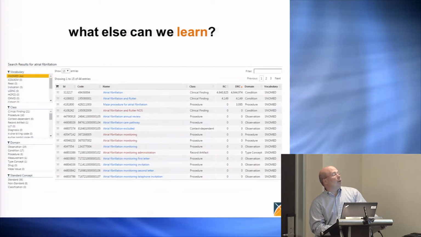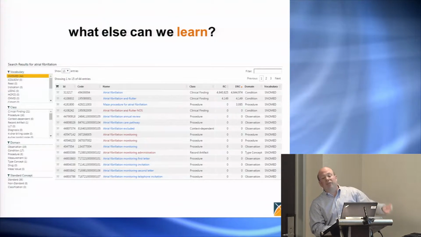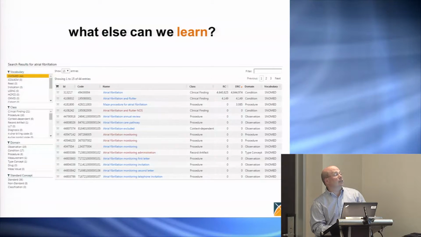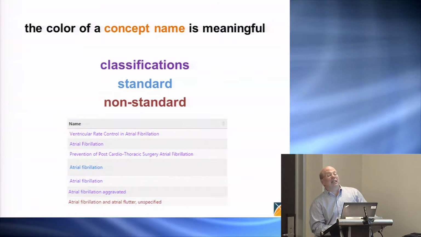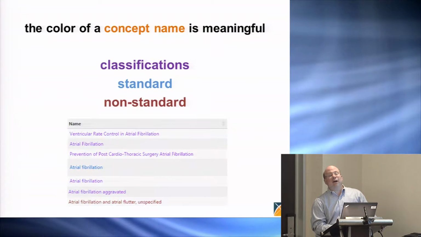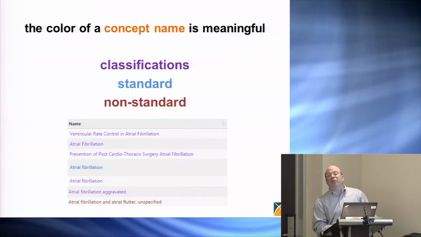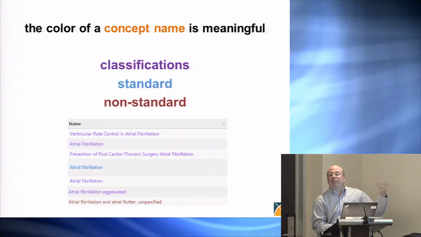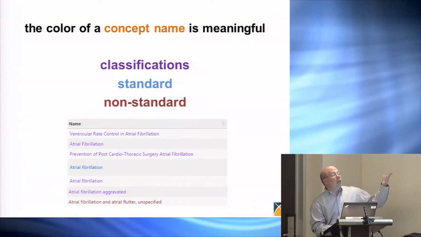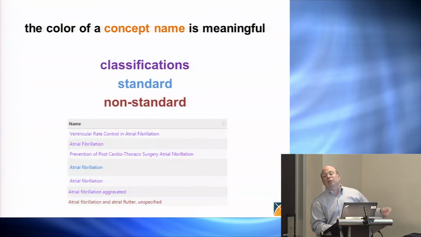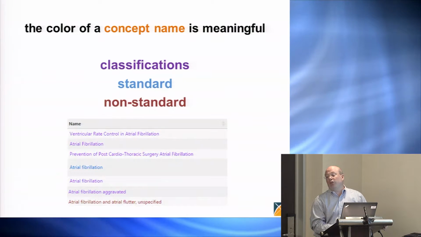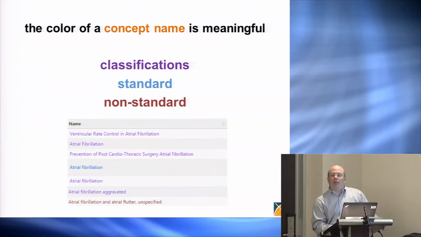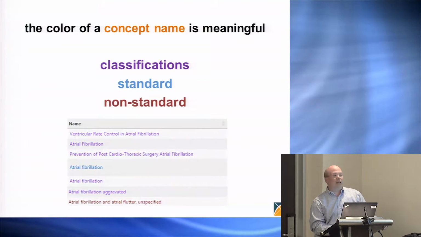All right, so now that we know what the basic layout of the search results screen is, what else can we learn just from seeing the search results? First, in Atlas, the color of the concept name is meaningful. Okay, so we've already seen your S and your C. Here you actually get that in color. So classifications will show up as purple. Standard concepts will be this blue. Non-standard will be this kind of maroonish red.